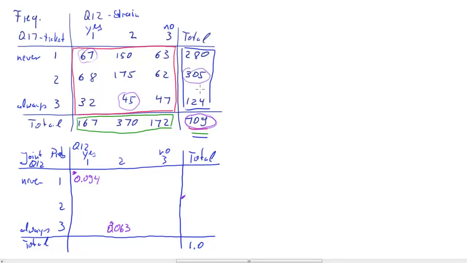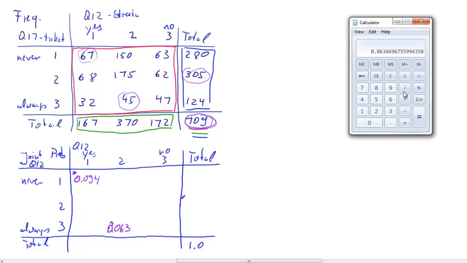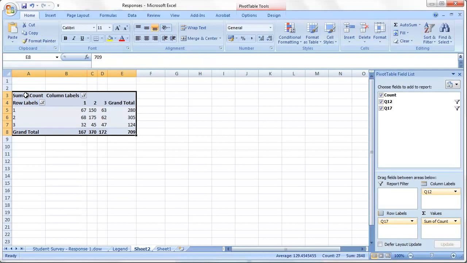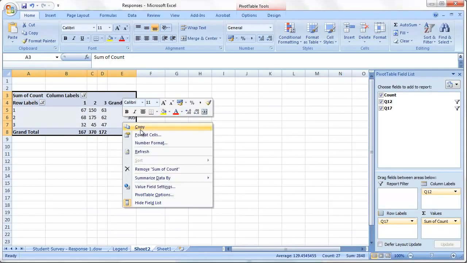And let's also calculate one of the marginal probabilities. Let's say this one, question 12 response 2, 305 out of 709. Okay, and we get 0.430. So that goes in here, 0.430. And like this you can calculate all the probabilities. Let me show you how to do that efficiently in Excel.